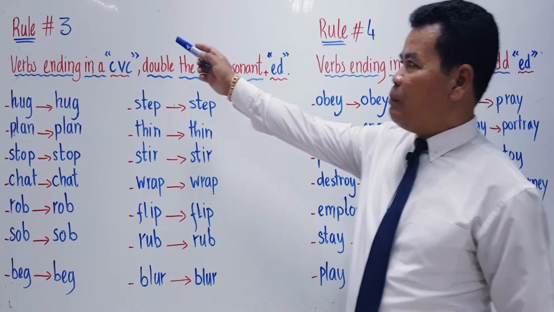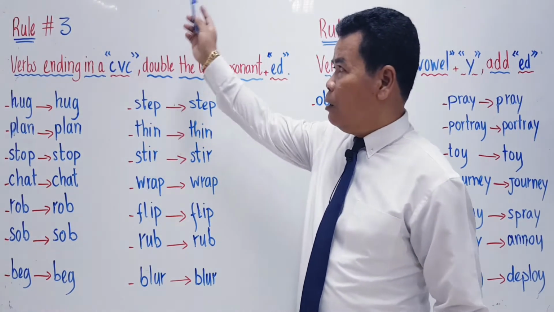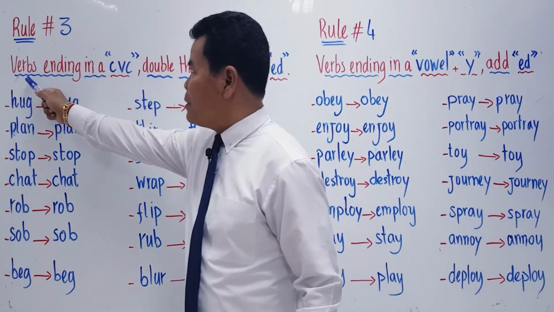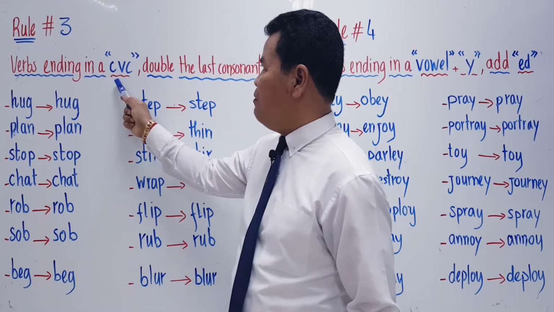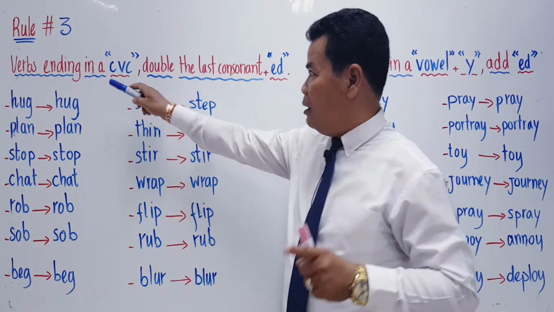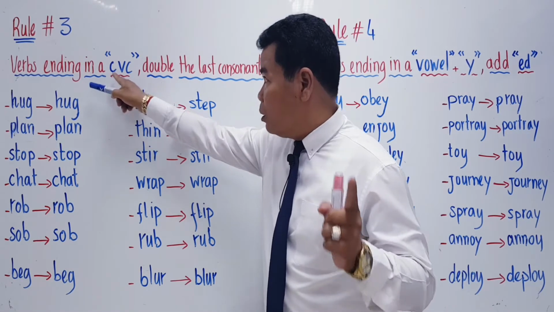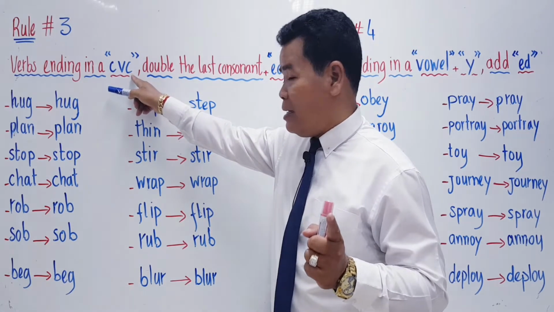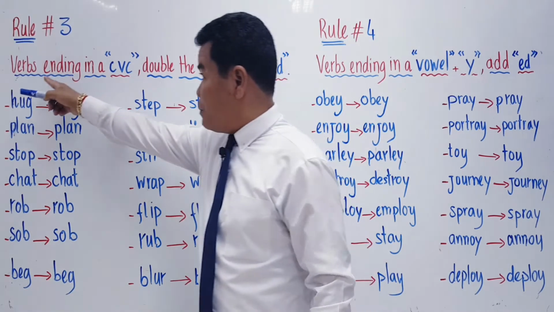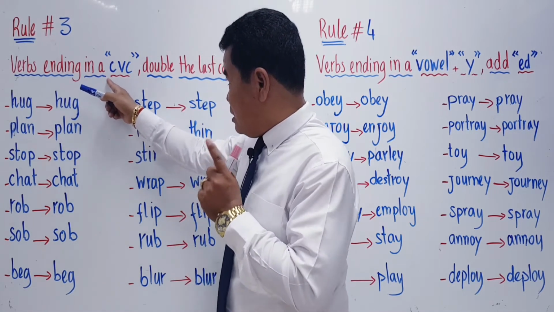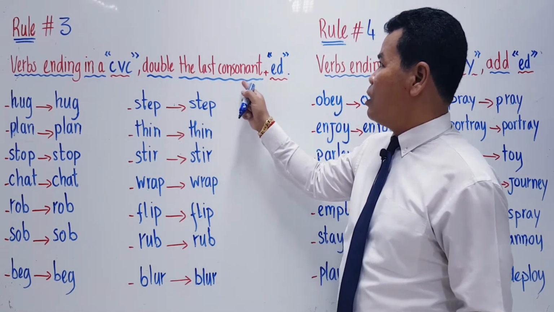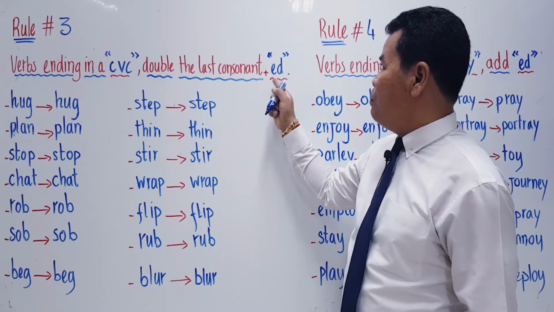Rule number three. So you can read all together. Verbs ending in a CVC. As you all remember, CVC means C is a consonant, V is a vowel, and C is a consonant. This is the CVC pattern, right? Verbs ending in a CVC, you have to double the last consonant and then add ed.